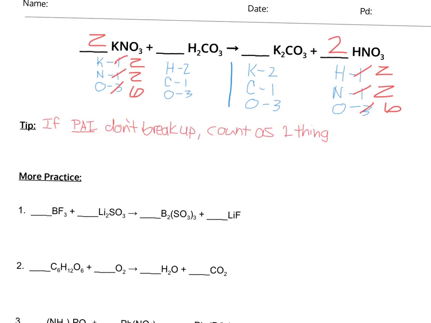Alright, here we go, here's the tip. If you have polyatomic ions, like NO3 or CO3, and if they do not break up, it's important that it must be NO3 on the left and NO3 on the right. CO3 on the left and CO3 on the right. If they're the same exact thing on both sides, then you can count it up as one unit rather than breaking it up into its individual elements. Here, I'll show you what I mean.